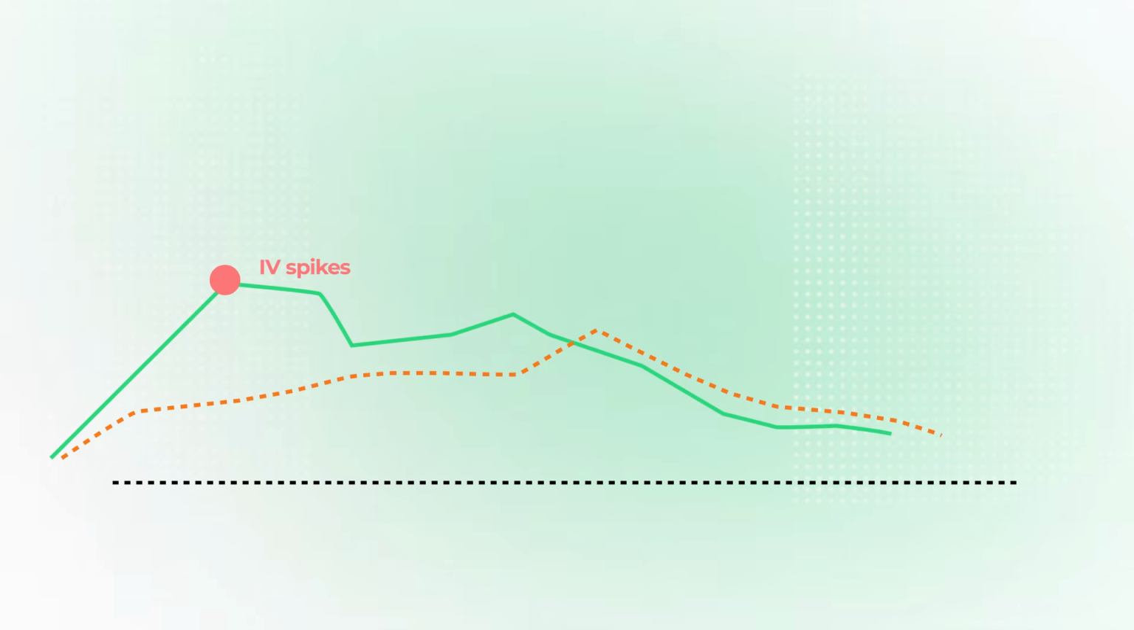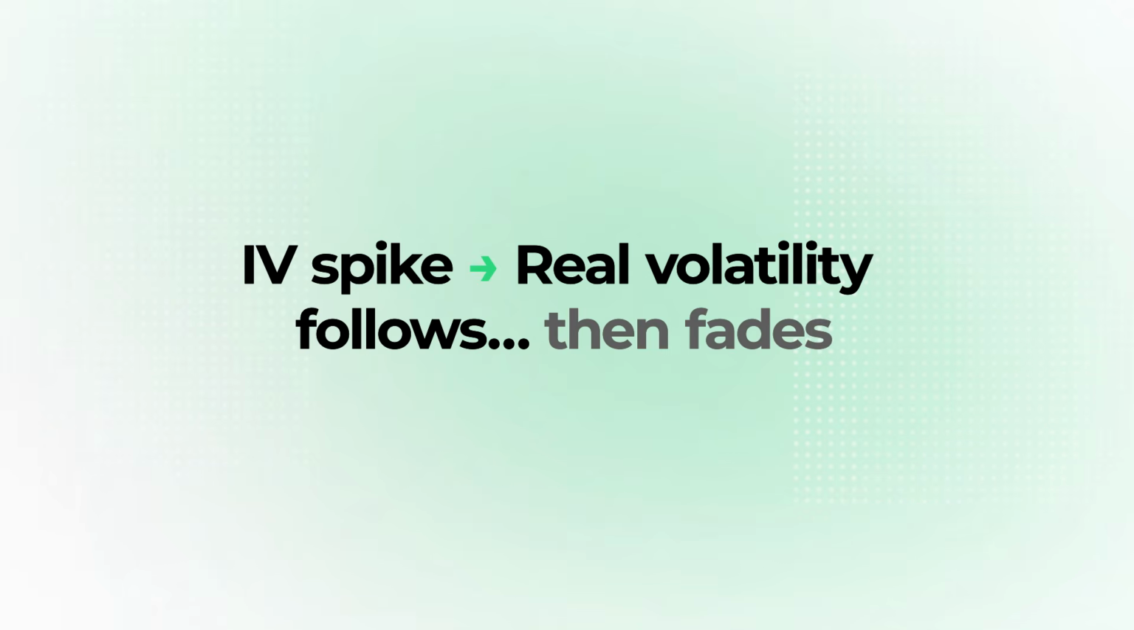This makes sense. When implied volatility explodes, it's usually because something is about to happen. Earnings, big news, a macro event, you name it. What matters is that real moves follow the fear. Then the dust settles. And that's exactly what the data shows. In the short term, real volatility follows the spike. Then, as the event passes and fear fades, everything reverts.